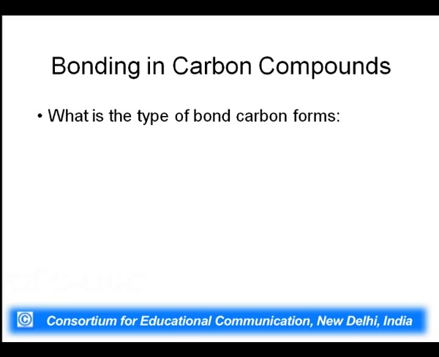What do you think, the bonding in carbon is of which type? What is the type of bond? As I have already told you, there are 2 types of bonding present in compounds: ionic and covalent. Ionic compounds are those which have bonding by complete donation of electrons, like one atom gives the electron and the other atom accepts it, and complete transfer of electron is happening.